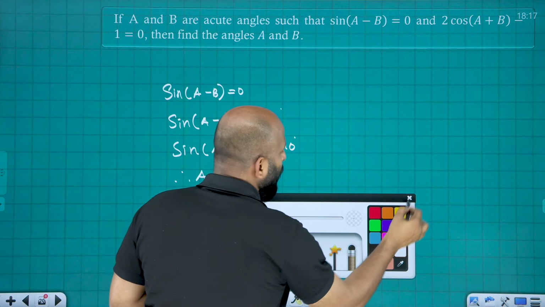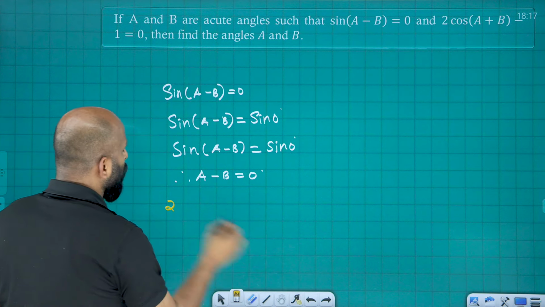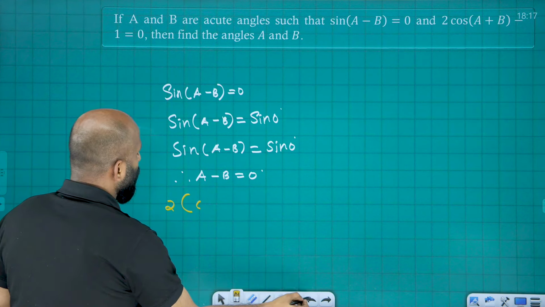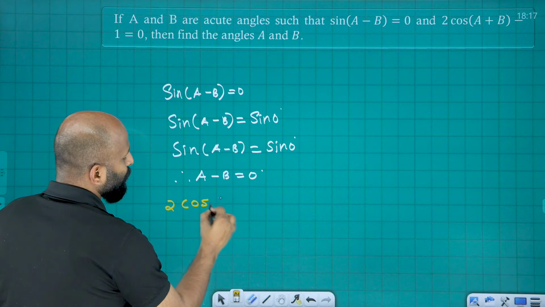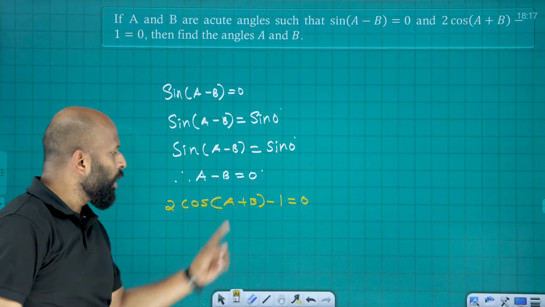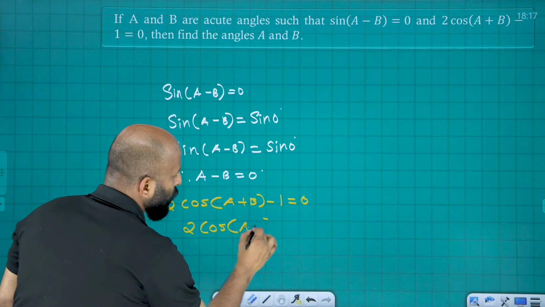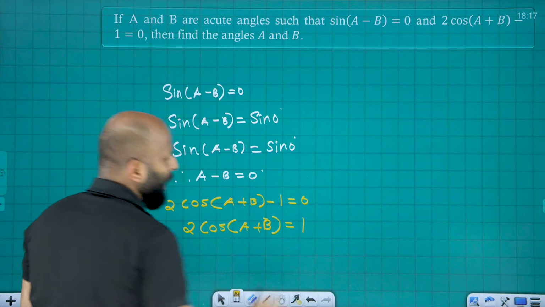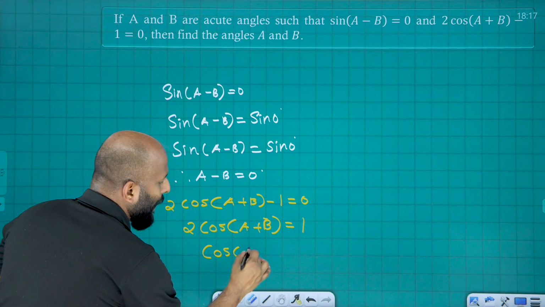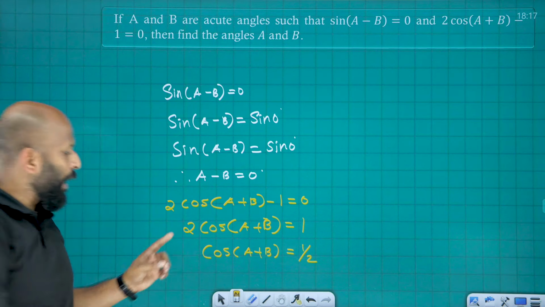Now, what is the next one? The next one is 2 cos of A plus B. 2 into cos of A plus B minus 1 is equal to 0. So this minus 1 I can take to the right side. 2 into cos of A plus B is equal to 1. So this 2 I can take to the right side, which will be cos of A plus B is equal to 1 by 2.